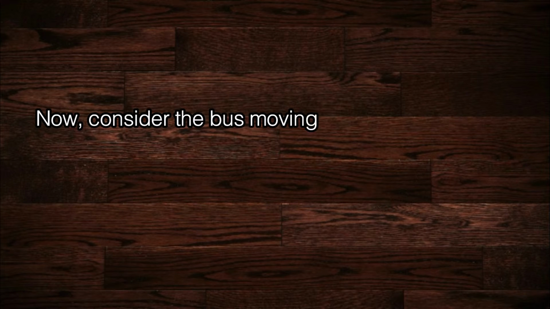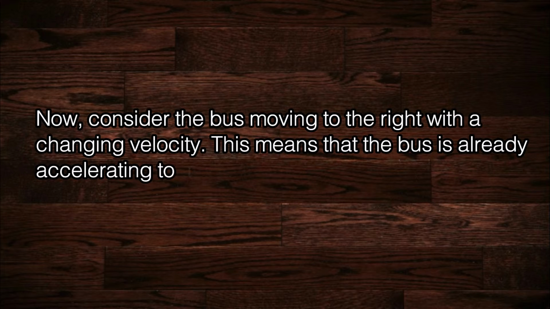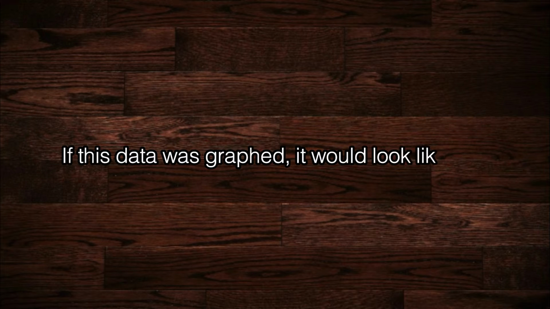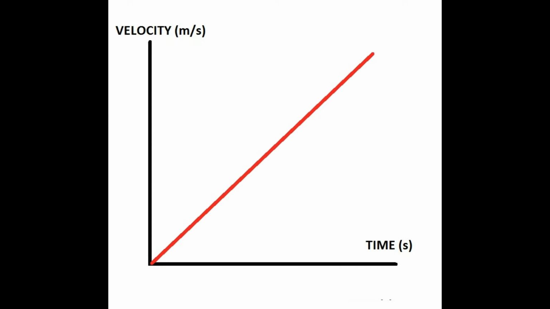Now, consider the bus moving to the right with a changing velocity. This means that the bus is already accelerating in a positive or rightward direction. If this data was graphed, it would look like this. Since the motion was described as changing, a positive velocity results in a sloped line when plotted as a velocity-time graph.